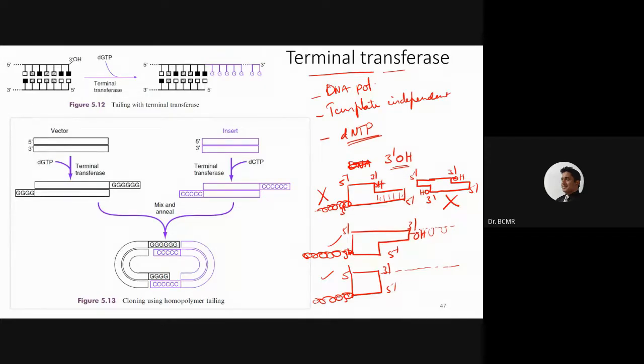So terminal transferase, we can use it for homopolymer tailing and then ligation and then annealing and then transformation. So we can treat the vector by providing terminal transferase and GTP. So on the 3' side, there would be multiple G's added. On the insert, we could have done it with multiple C's and then mix and anneal because G and C will base pair.